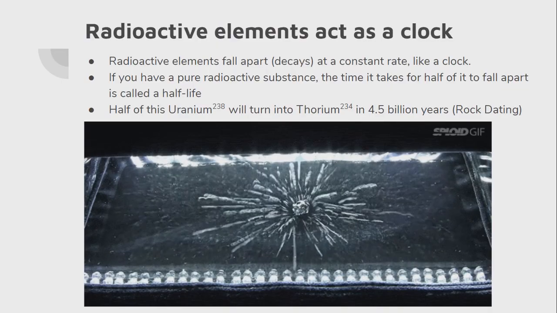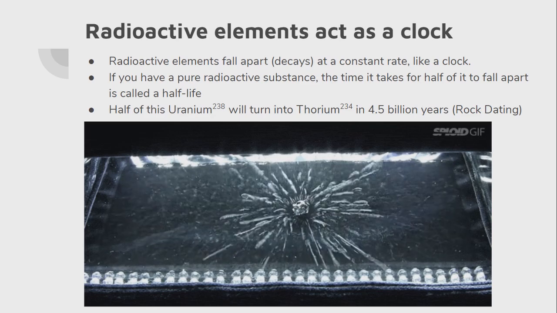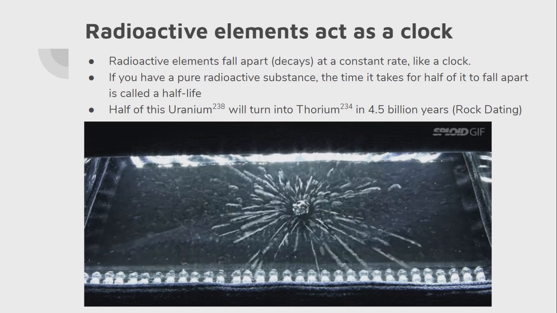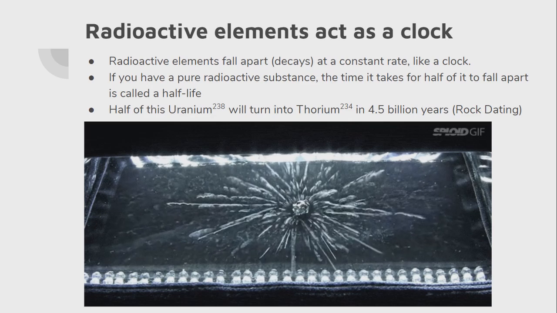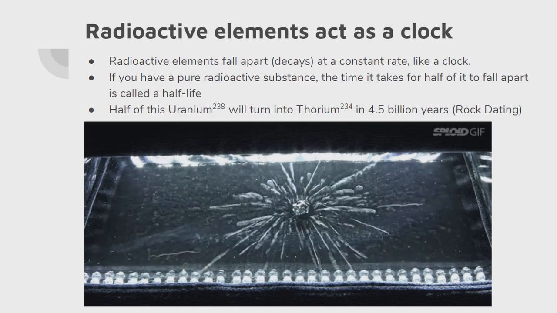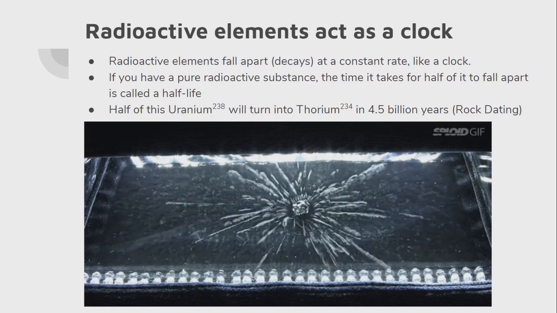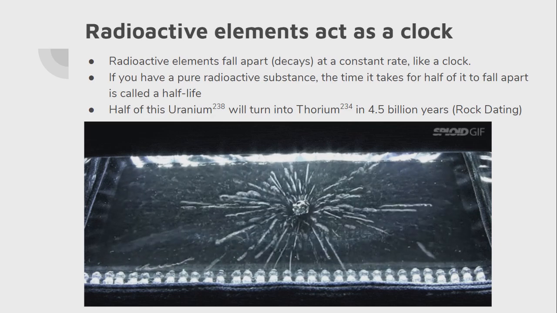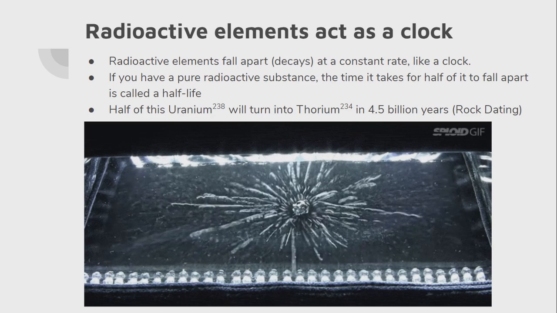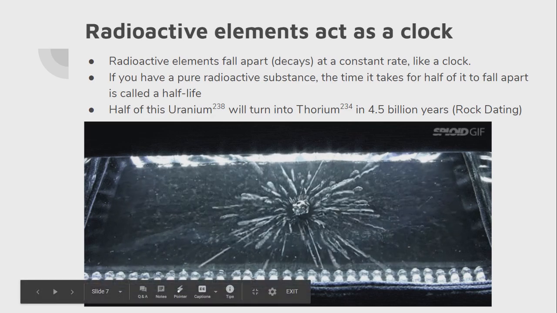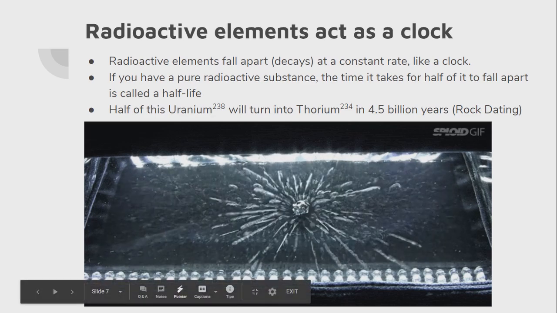And the kinds of elements that do change over time are called radioactive elements. And luckily for geologists and scientists, these radioactive elements act kind of like a clock. So these radioactive elements fall apart or decay over time, kind of like a clock. And that's actually what we're seeing in this picture. It's kind of wild looking.